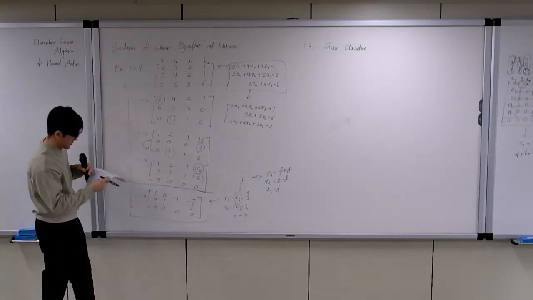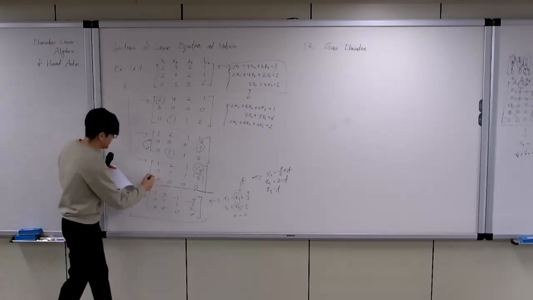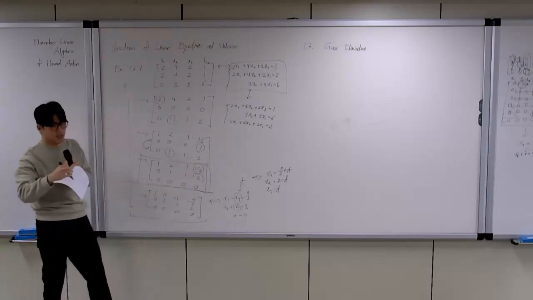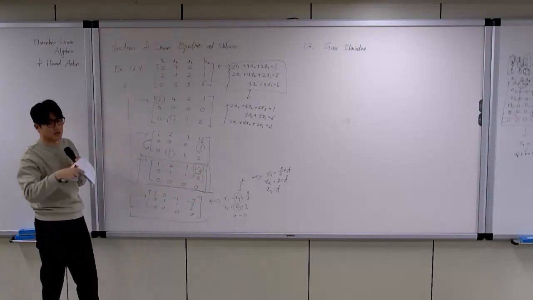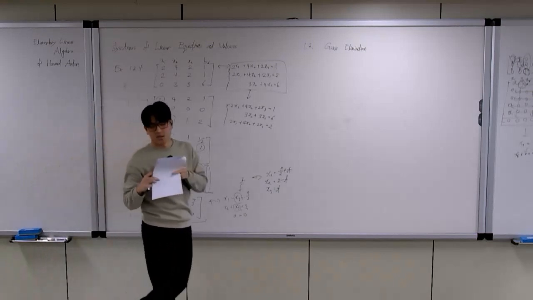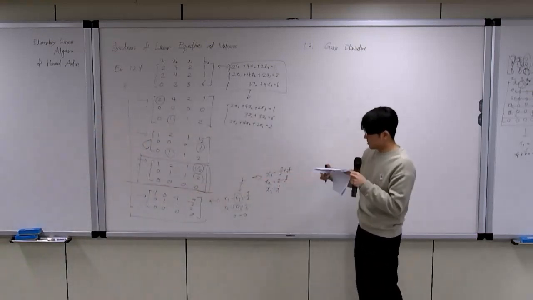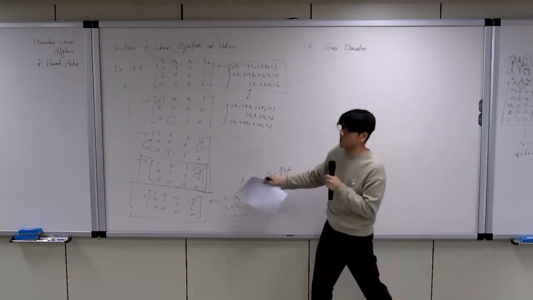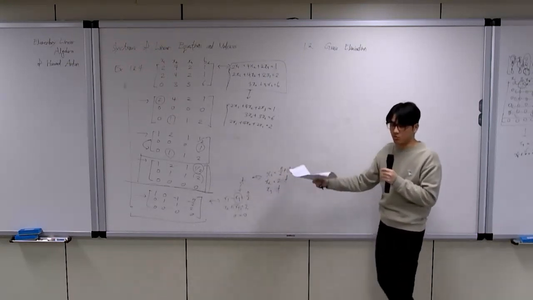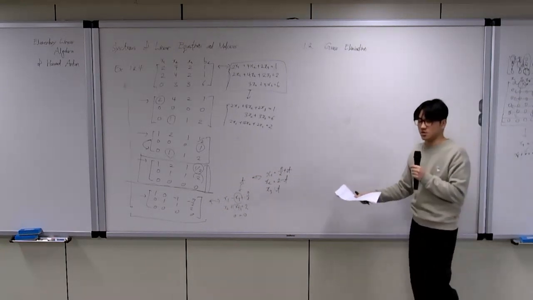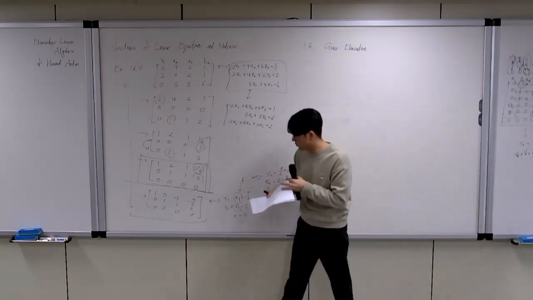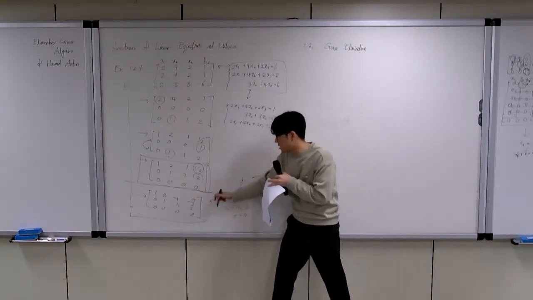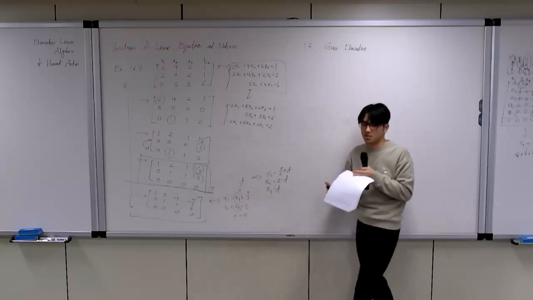So if we make the augmented matrix by using Gauss elimination, then this form is just row echelon form, not reduced. This form is called reduced row echelon form, and this form is called just row echelon form.